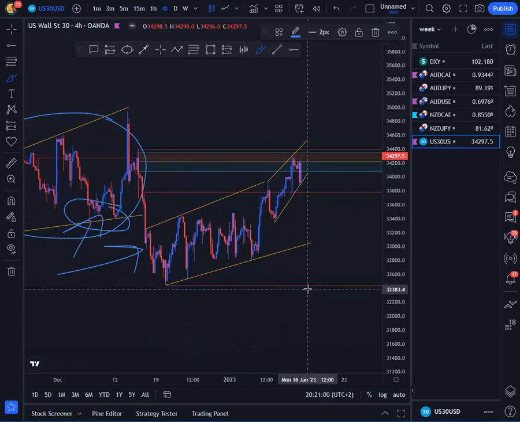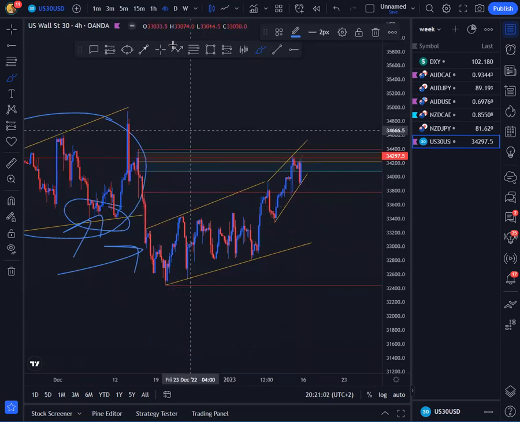What I'm going to be doing is just being reactive to the structures. So let's just go down onto the 1 hour. You guys can see we're inside of this POI.